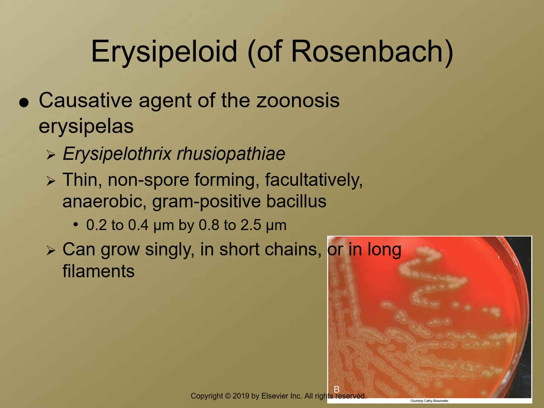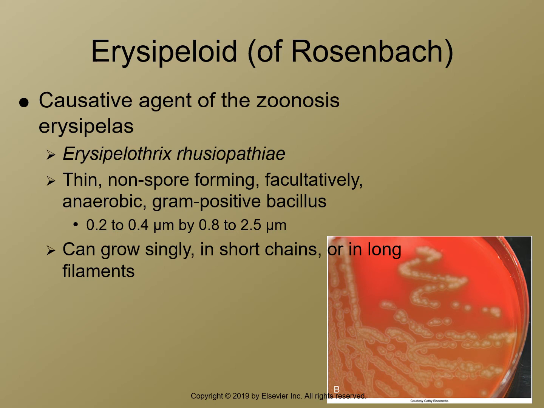The next clinically relevant infection caused by bites, scratches, or wound infections is erysipeloid. The causative agent of this is Erysipelothrix rhusiopathiae. So you remember we discussed this briefly as well. It's a thin, non-spore-forming, anaerobic gram-positive bacilli. It can grow singly or in short chains or in long filaments. CO2 is required for the organism to grow, and it will grow on blood agar or chocolate agar.